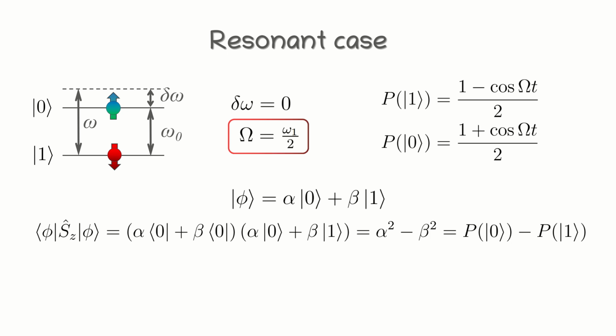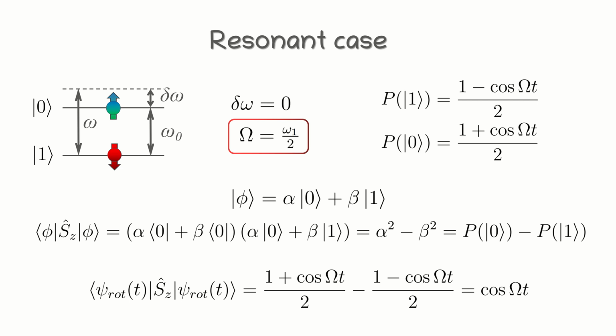If we now calculate the expectation value of the Sz operator using the formula shown on the screen, it will be just cosine big omega t. The spin goes up and down following the cosine law. At resonance, the Rabi frequency depends only on the omega 1, in other words, on the amplitude of the oscillating magnetic field.